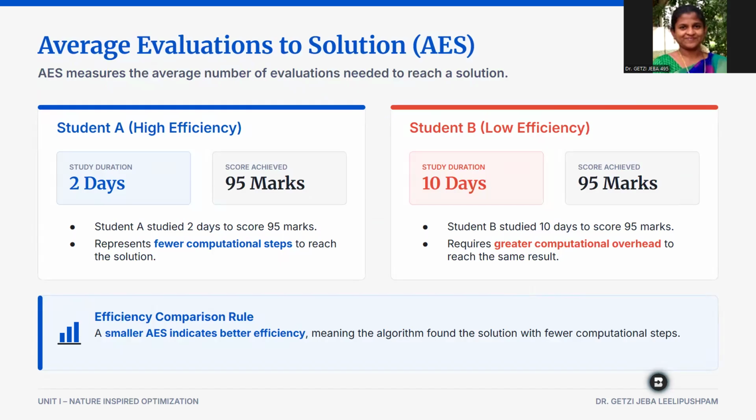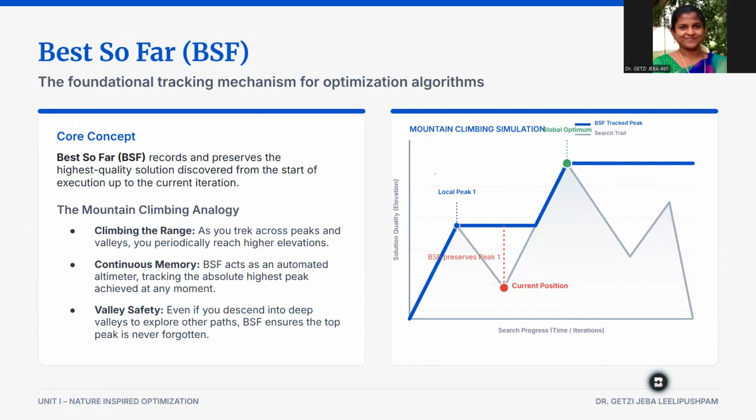The third one is the average evaluations to solution, AES. AES measures the average number of evaluations needed to reach a solution. For example, student A reaches 95 marks in 2 days and another reaches 95 marks in 10 days. The first one has fewer computational steps, but the second one has taken more time. So a smaller AES is always preferred for better efficiency.